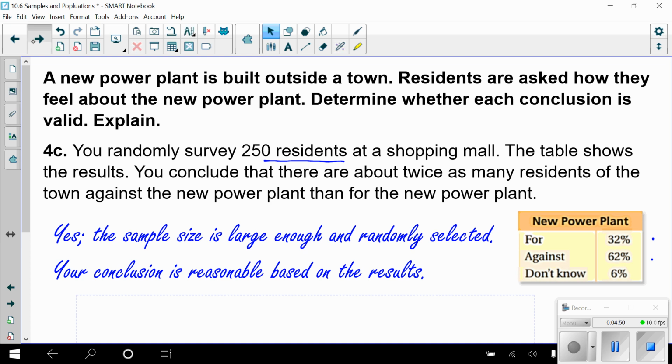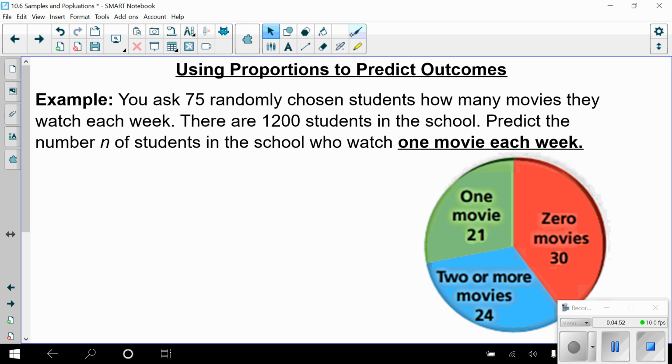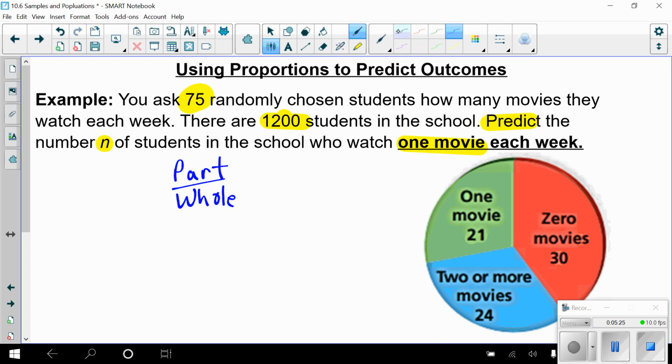All right, for this one, I'd like you to watch me do this question. You ask 75 randomly chosen students how many movies they watch each week. There are 1,200 students in the school, and they're asking you to predict the number of students, we don't know the number, we'll use the letter N, in the school who watch one movie each week. To use a proportion, we need to remember that a proportion is part over whole, and it will equal the other part over whole.